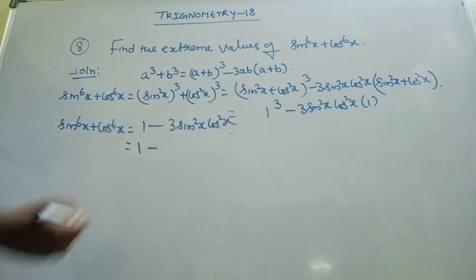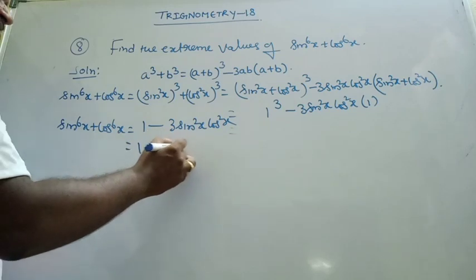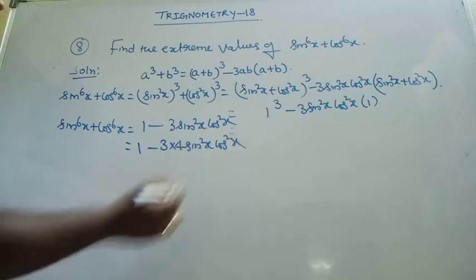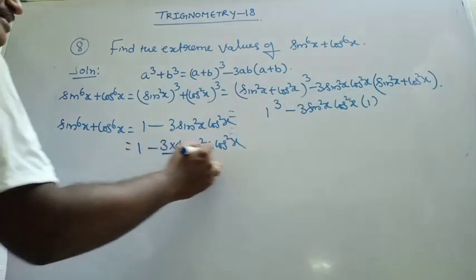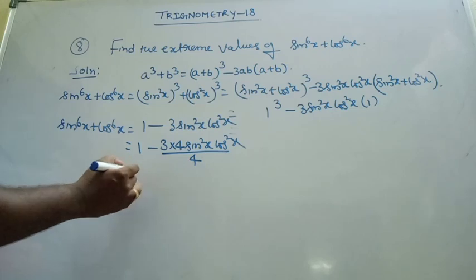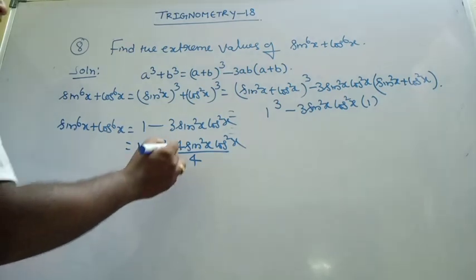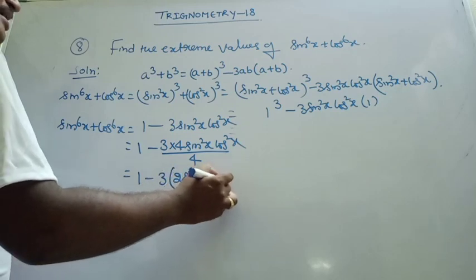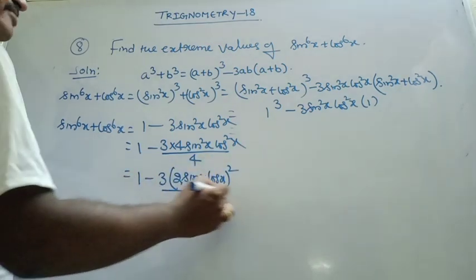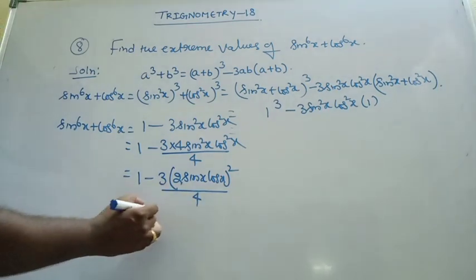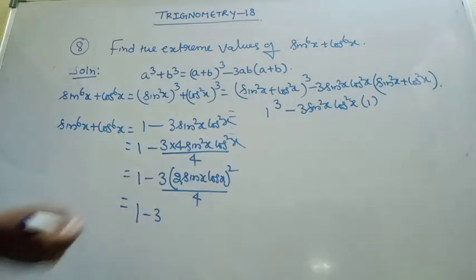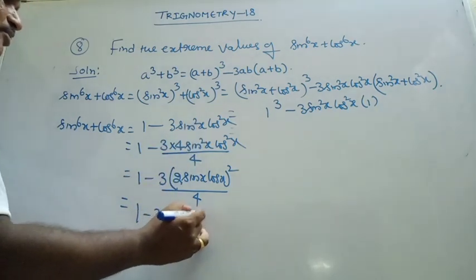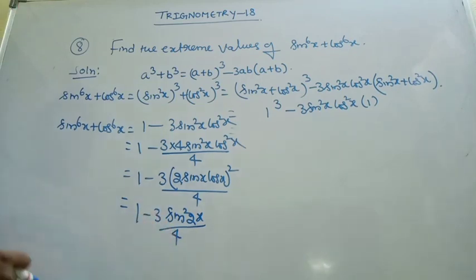Now to apply the sine 2x formula, I multiply and divide by 4: 3 sin²x cos²x. Now this equals 1 minus 3 into, as I told you, (2 sin x cos x) whole square, whole thing by 4. This equals 1 minus 3 into sin 2x whole square, which is nothing but sin² 2x, whole by 4. We are having it like this, right?